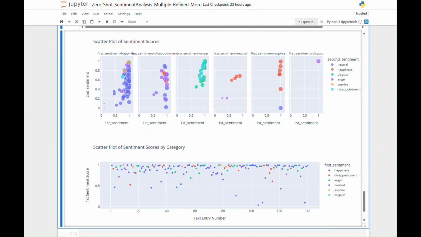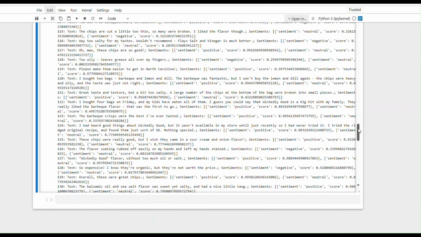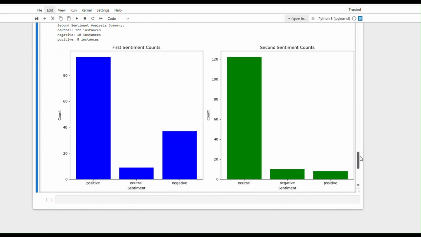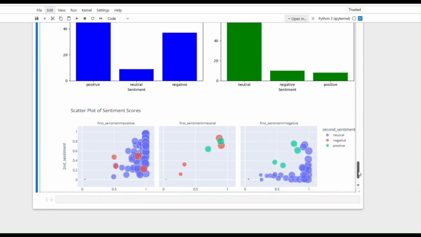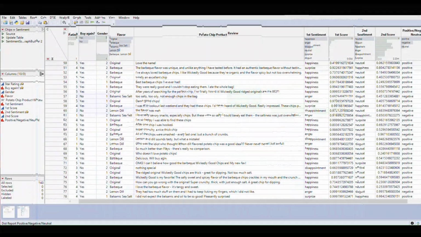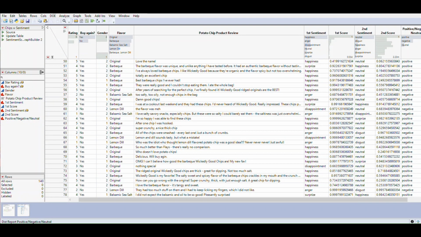We also run the customer review through a second Python analysis to classify them for positive, neutral, and negative sentiments, with the bar charts and the scatter plots for sentiment scores, positive, neutral, and negative. Then we read the entire results, along with sentiments and scores, into our tables for analysis.